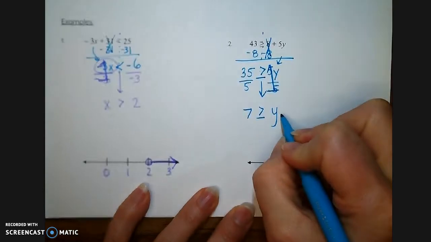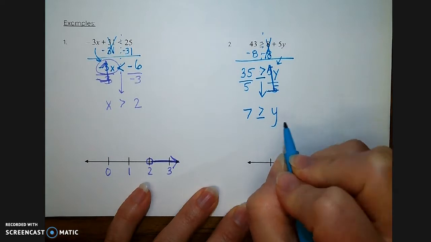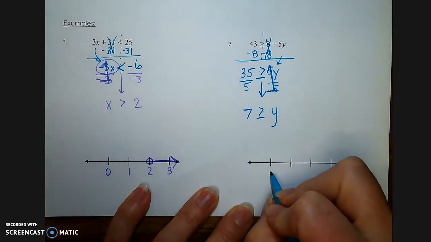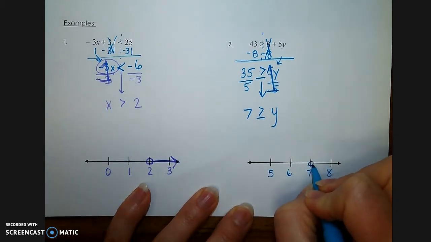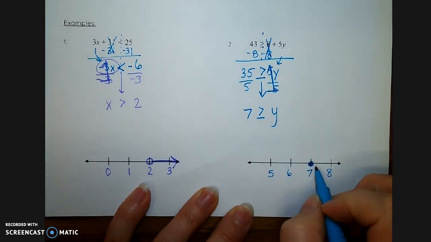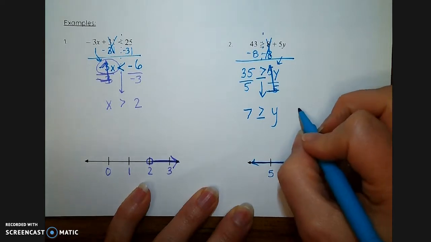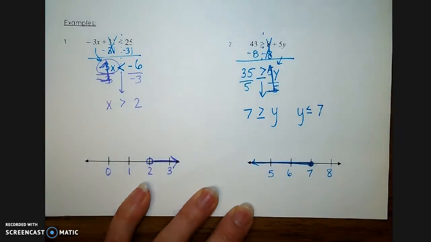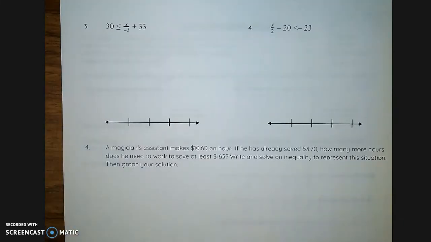I want to read this from the variable. So the variable says that y needs to be less than or equal to 7. Close circle because it has that line. And it's actually telling me that it's less than. If I were to flip this around, I've got y. Y is less than or equal to 7. We have a few more examples here on the back page that I'm going to work through.